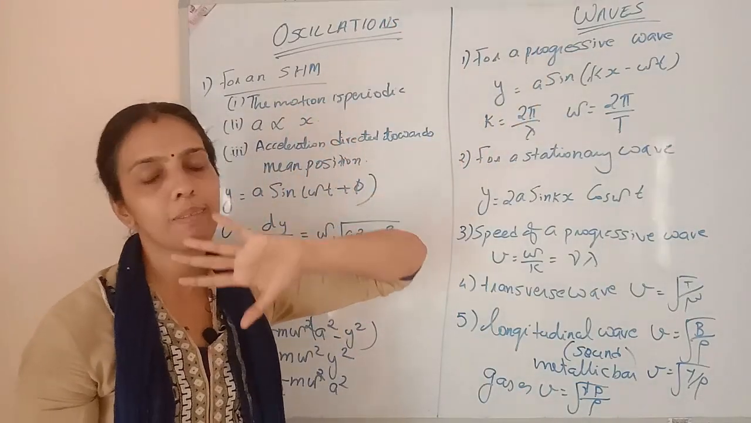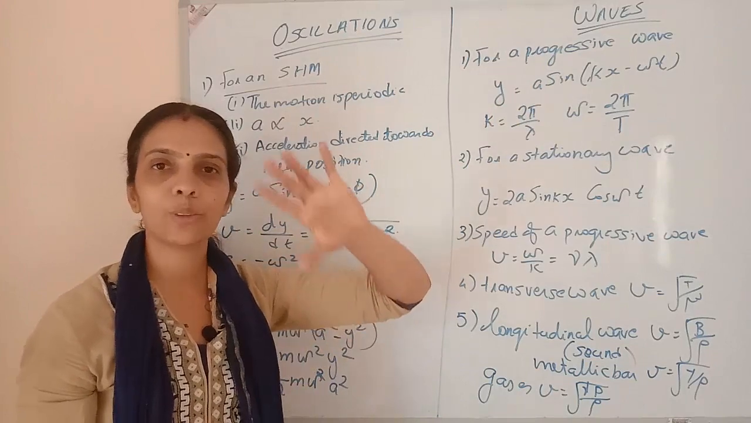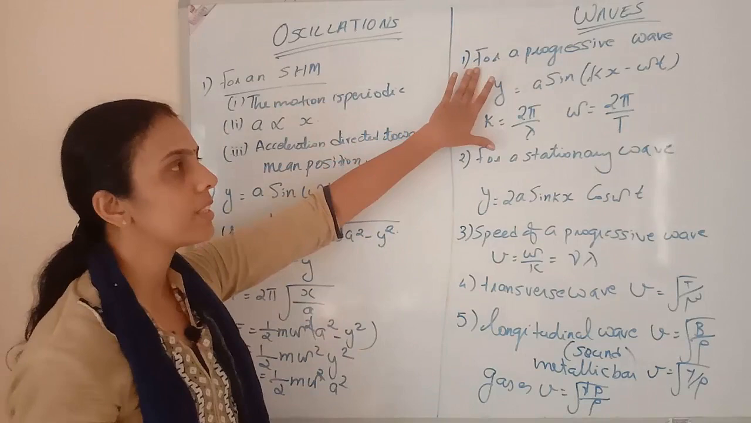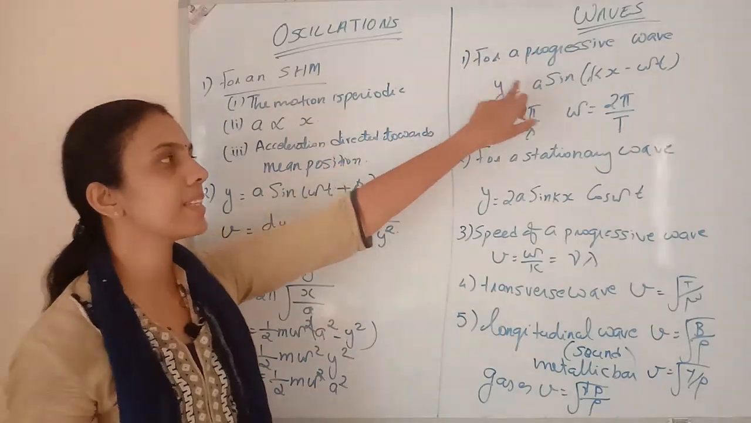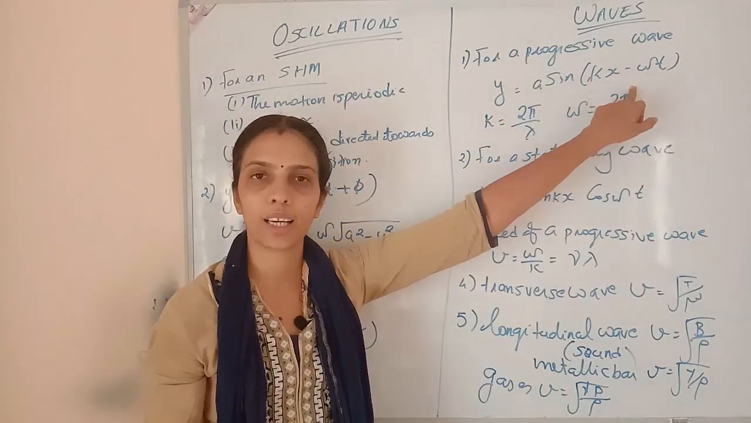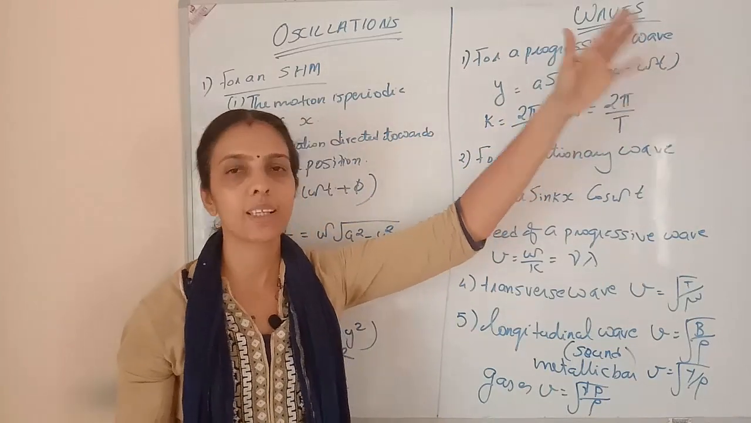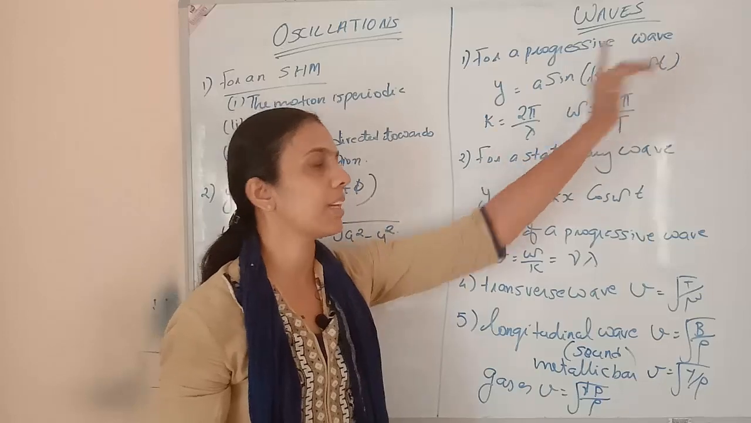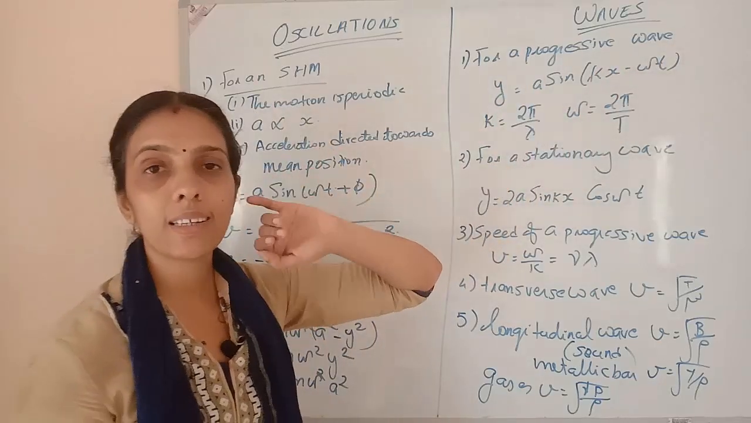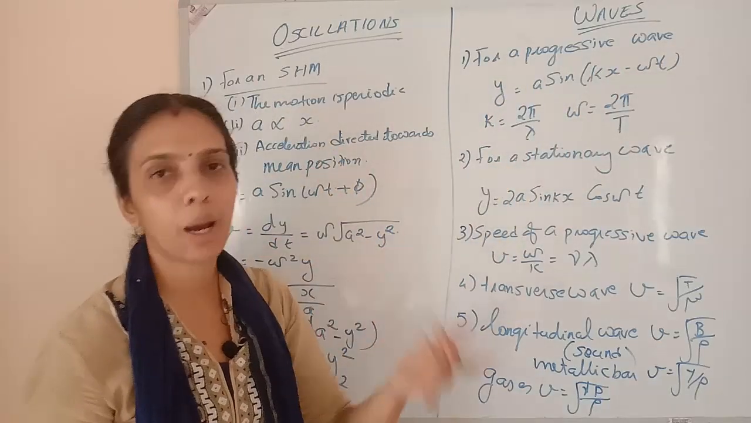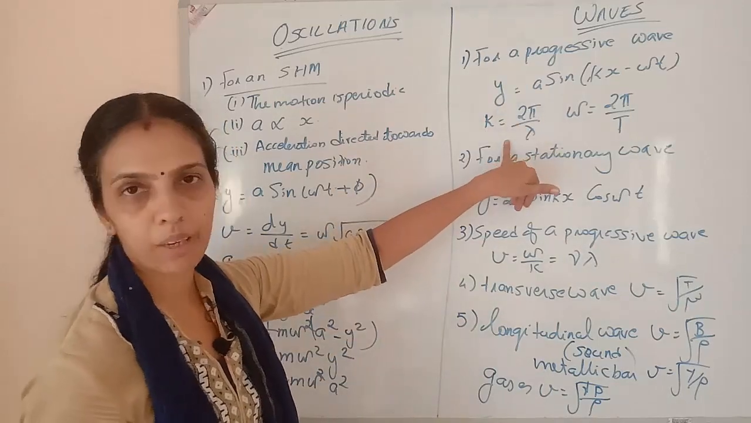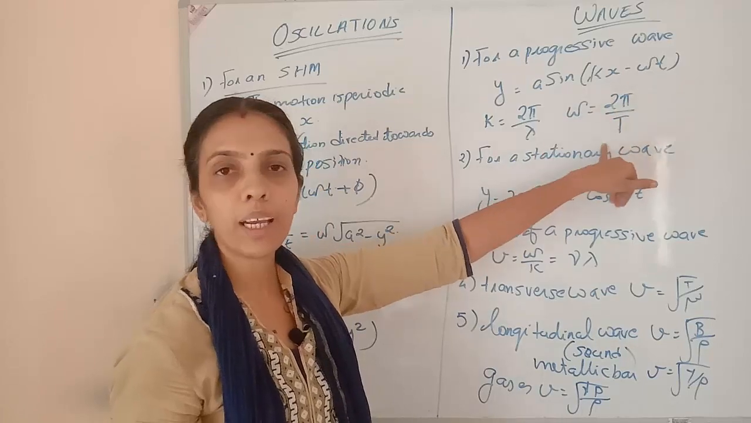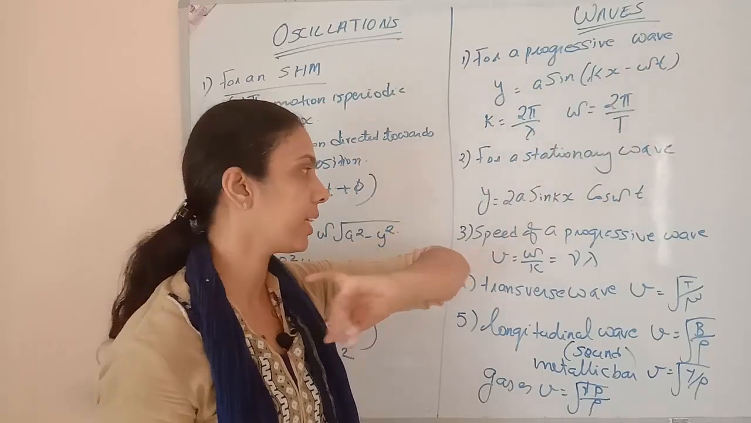Progressive wave, stationary wave, nodes, antinodes and their positions are very, very important. For a progressive wave, we can represent it as y equals a sin(kx minus omega t plus phi). Phi can be 0 or not 0, that depends. What is k? k is the propagation constant or wave number, that is 2 pi by lambda. Omega is angular velocity, that is 2 pi by T, or 2 pi into nu.